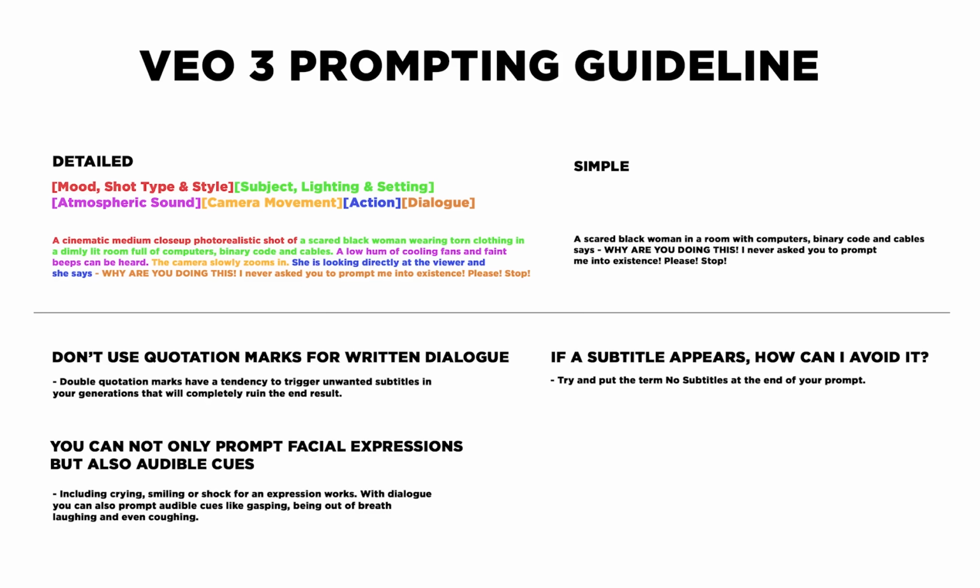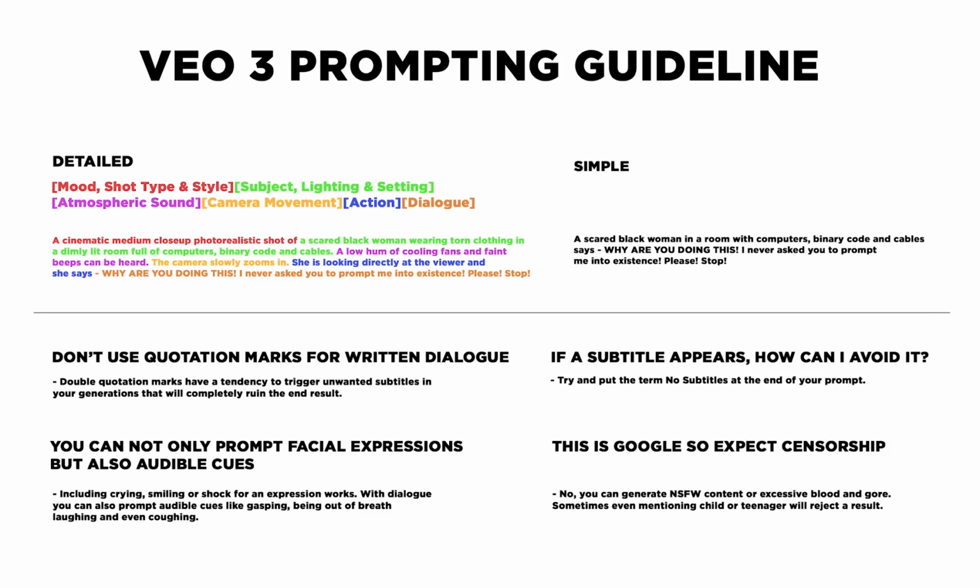It's amazing. Also remember that this is Google and there is going to be censorship. Sometimes it can be a bit extreme, but no, you can't generate any NSFW content or excessive blood and gore. And sometimes if you even mention child or teenager in a prompt, it can get rejected. So just keep that in mind, that there is censorship. So now that you have a general idea of how to go ahead with prompting, let's actually get started and you can generate your first video.